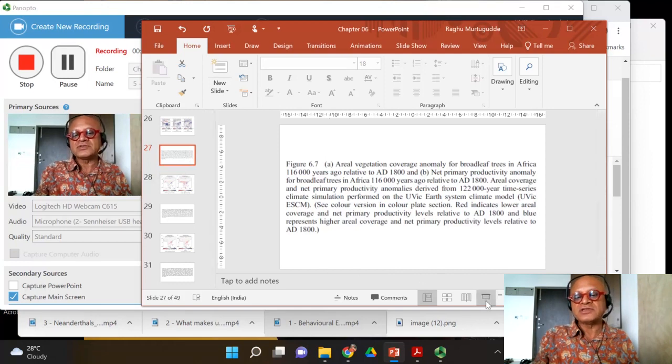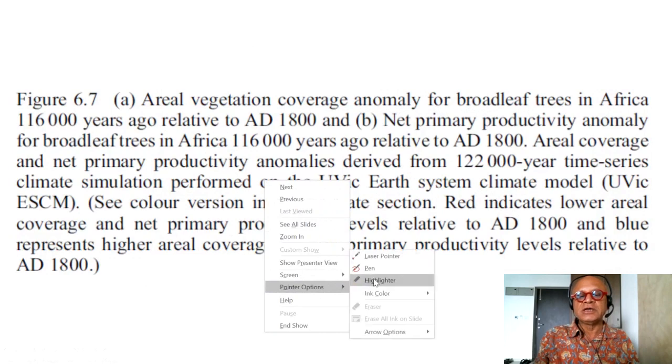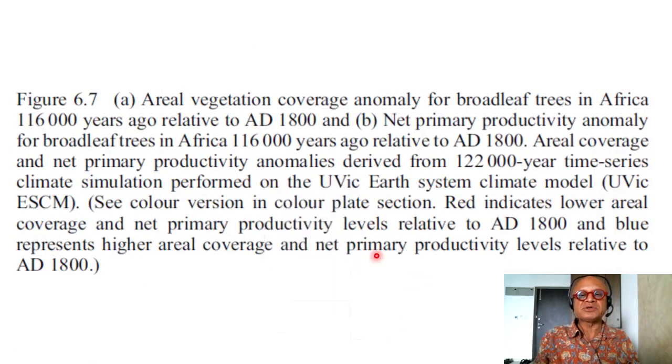So looking at the response over Africa to the temperature and precipitation changes, especially including land and atmosphere temperature changes, let's add a bit more detail in terms of aerial vegetation coverage anomaly for broadleaf trees 116,000 years ago relative to 1800. Net primary productivity anomalies for broadleaf at 116,000 years ago. Aerial coverage and net primary productivity anomalies derived from the long time series simulation that we've been talking about.